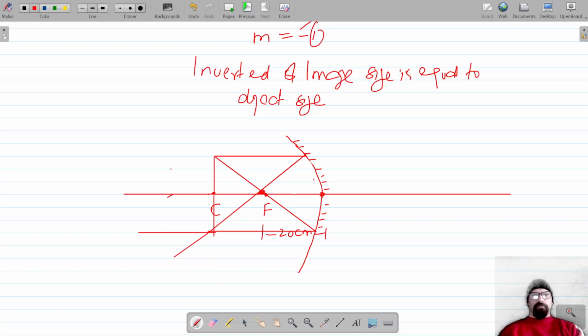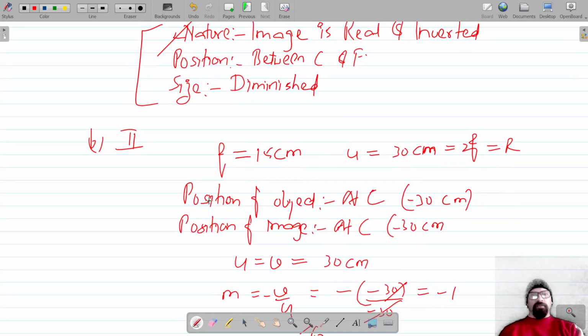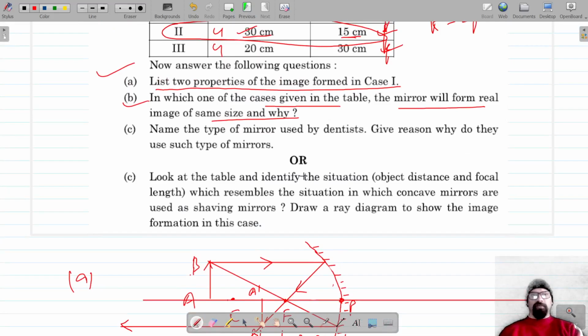Okay, let this be the principal focus. This is the object AB, and this is the image A dash B dash, which is inverted. These are the directions of the rays of light. So the object is at C and the image is also at C, and the object size is equal to the image size. This is how the image is formed when the image size and object size are the same. So both are formed at center of curvature and their sizes are equal.